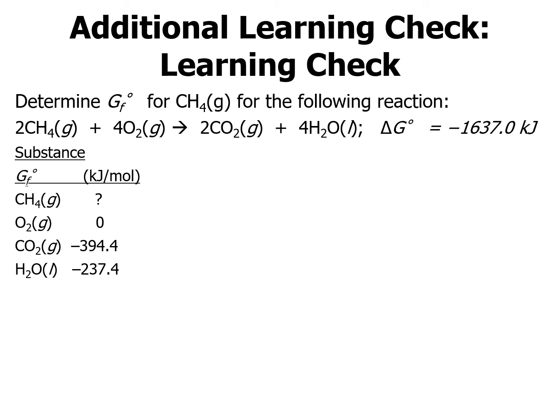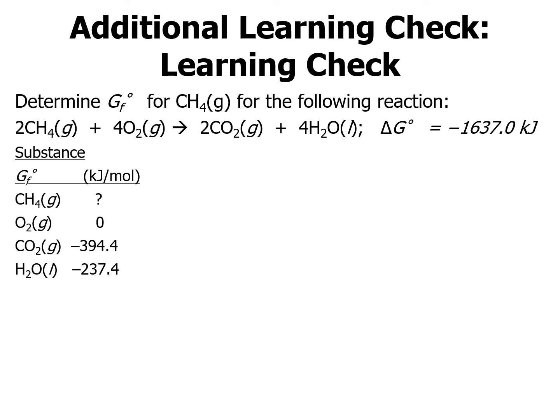Okay, so determine delta G naught f for CH4 for the following reaction. The reaction is given to us. Delta G naught for the reaction is given to us. See, this is the reaction, and this is delta G naught given to us for the reaction in kilojoules.